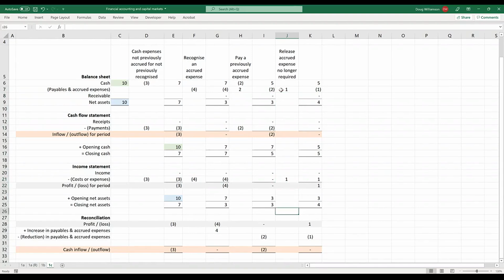That isn't cash, so this is a non-cash accounting item that is causing a profit, but it's not affecting cash. And the explanation is that the accrued expenses went down, and that causes cash to be smaller than that profit number would suggest.